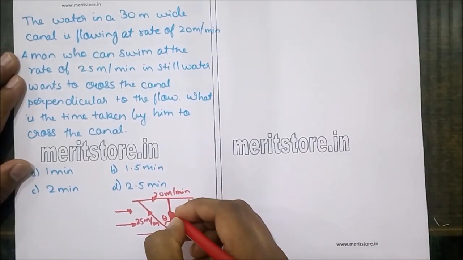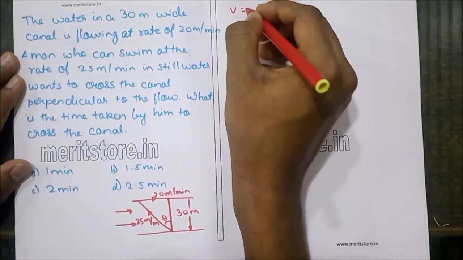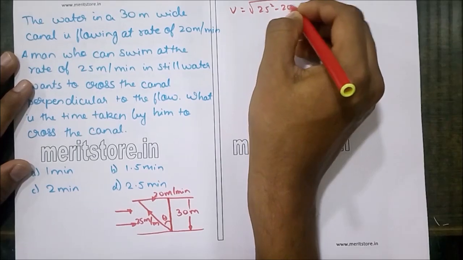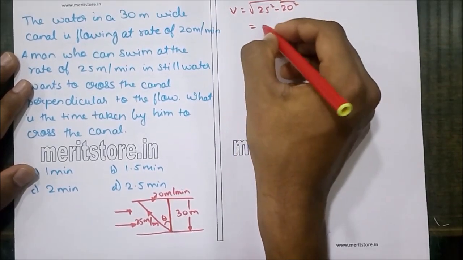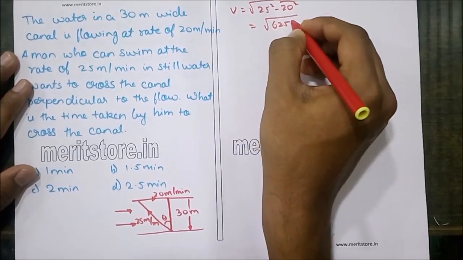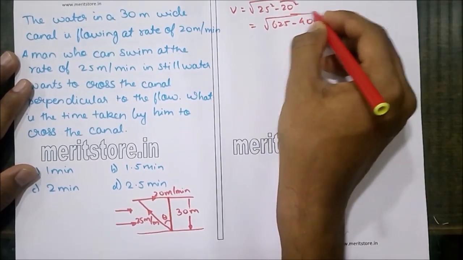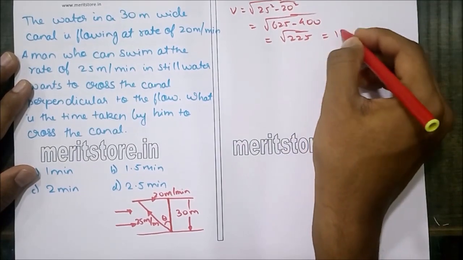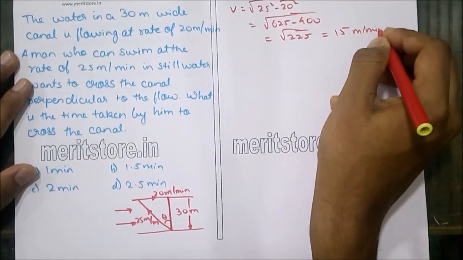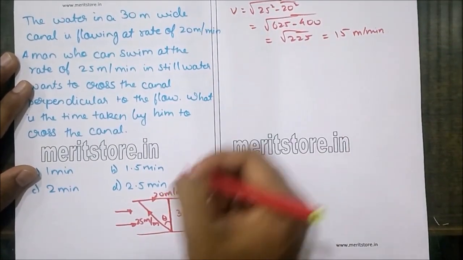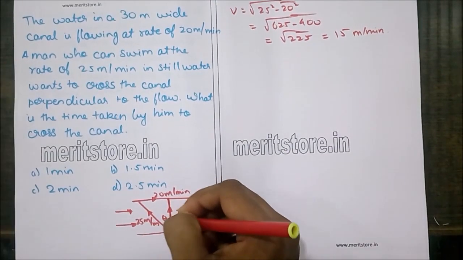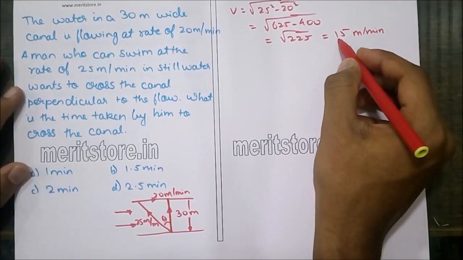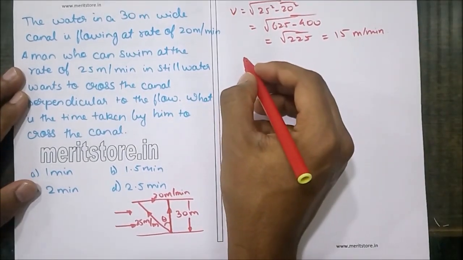So the resultant velocity V is given as root of 25 square minus 20 square, which is equal to root of 625 minus 400, which is equal to root of 225, which is equal to 15 meters per minute. Therefore, resultantly the man is traveling at a speed of 15 meters per minute.